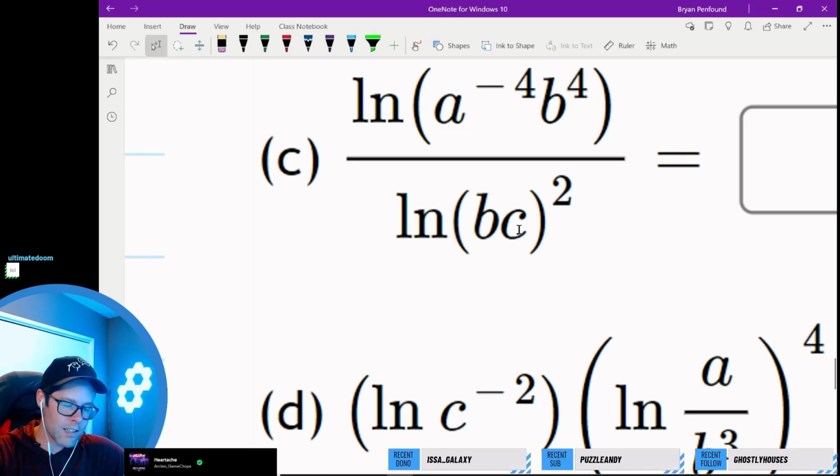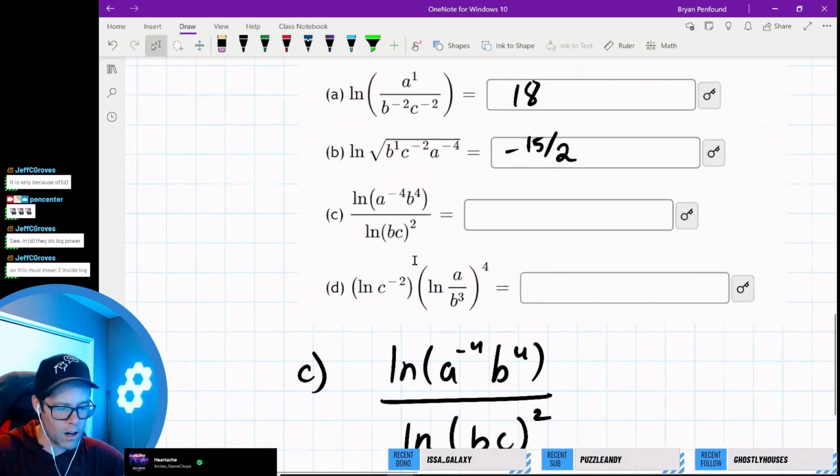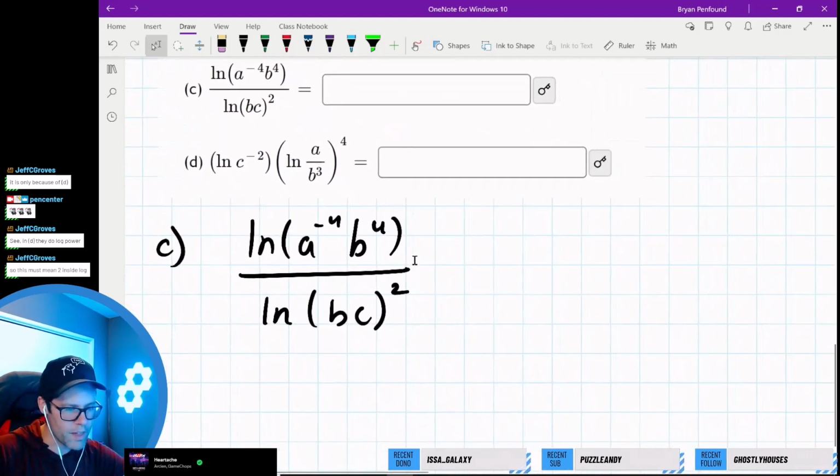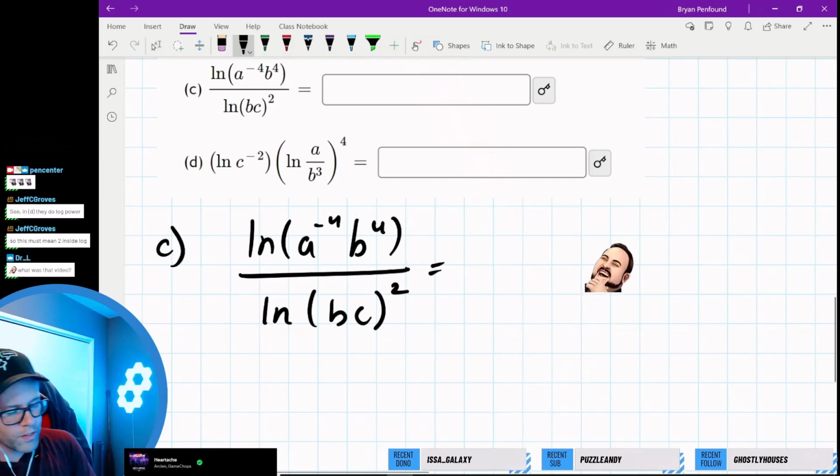Is that squared inside the logarithm, do you think? Can we bring that 2 down? Or is this ln BC squared? Yeah, I guess you're right. Like, in D, they definitely take this expression to the 4. So this must be inside the logarithm. Okay, I'm cool with that. If you're cool with that, I'm cool with that.